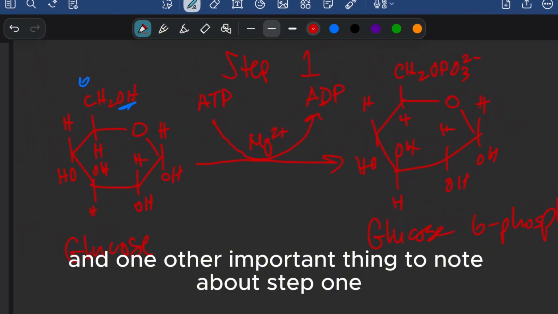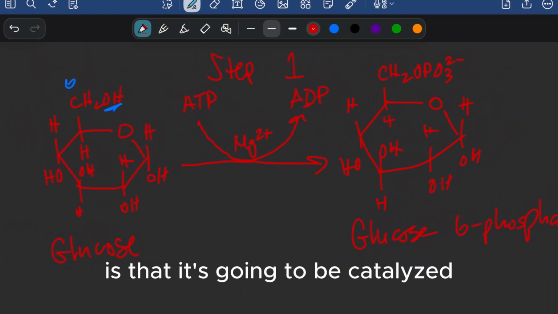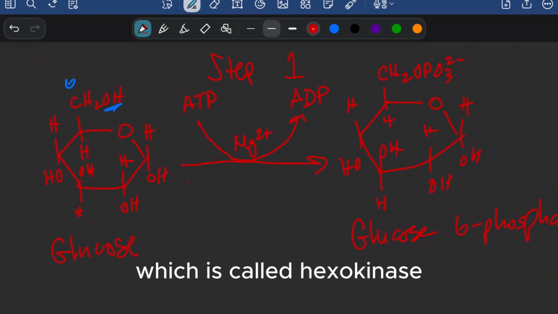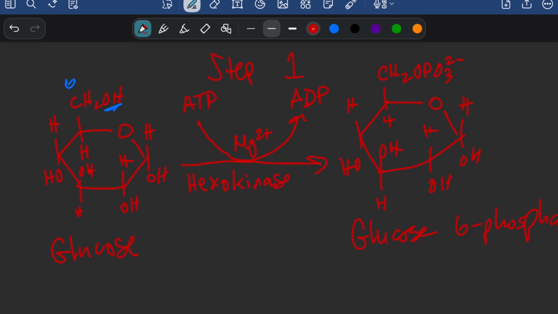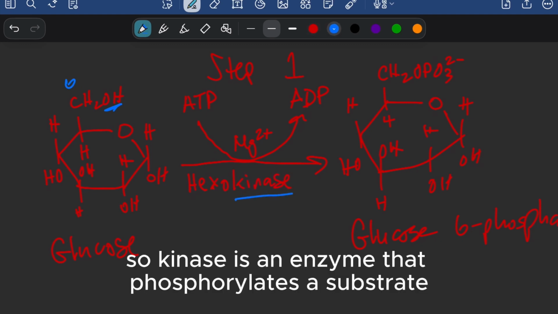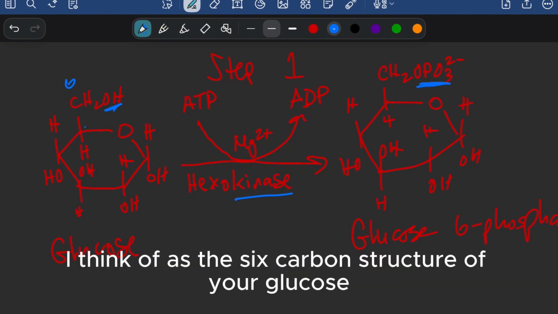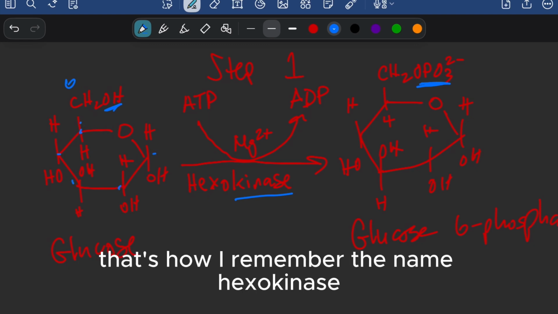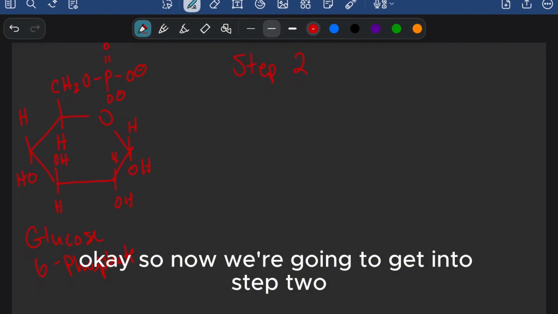And one other important thing to note about step one is that it's going to be catalyzed by a very important enzyme, which is called hexokinase. So kinase is an enzyme that phosphorylates a substrate. And hexo, I think of as the 6-carbon structure of your glucose. That's how I remember the name hexokinase. Okay, so now we're going to get into step two.